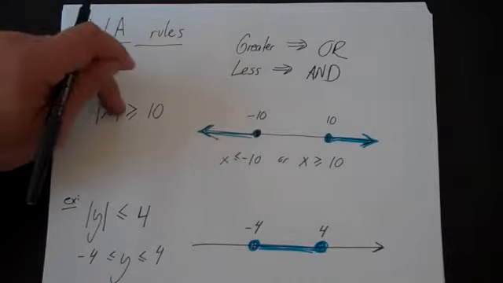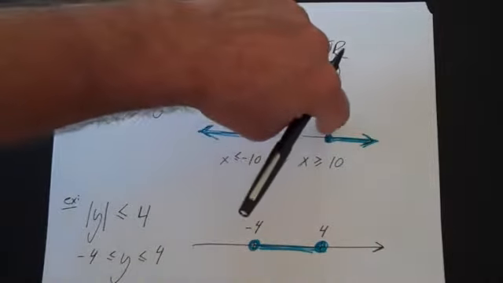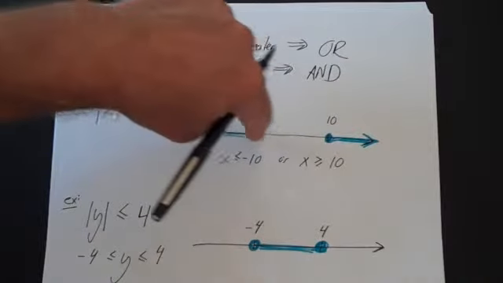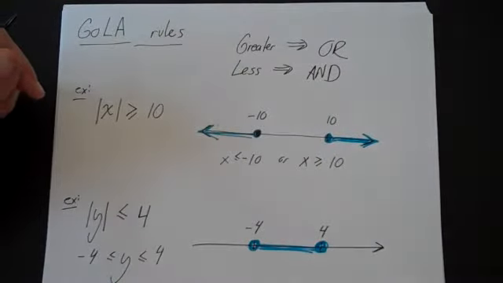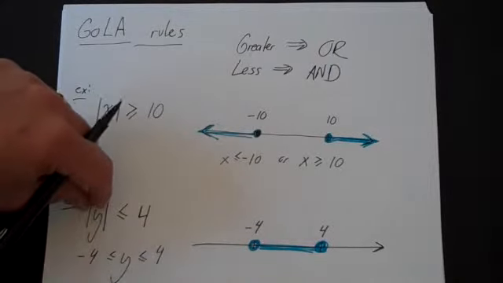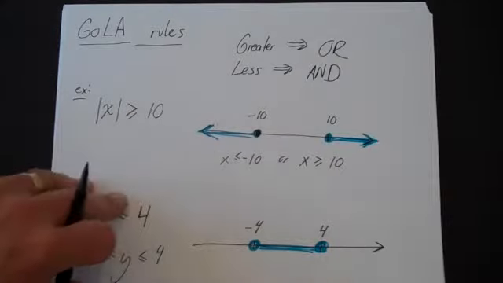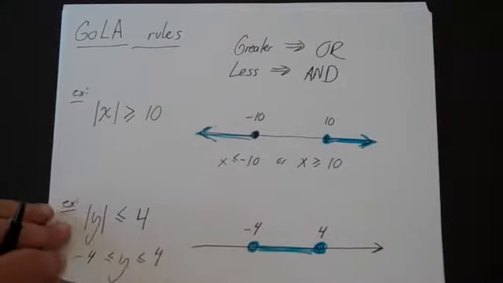If you have a greater than or greater than or equal to, it's an OR problem, where it's going to be bigger than the number or less than the negative of that number. If an absolute value of something is less than or equal to a number, it's going to be between those two numbers. So let's look at an example of each one of those.